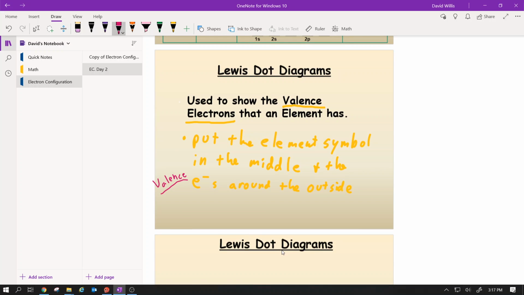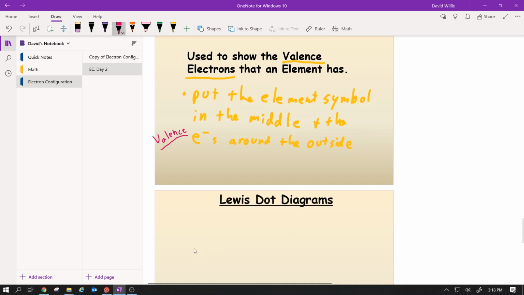Sure, no problem. Everybody take a moment, get that recorded. All right. So, for example, lithium. And the valence electrons are on the outside.